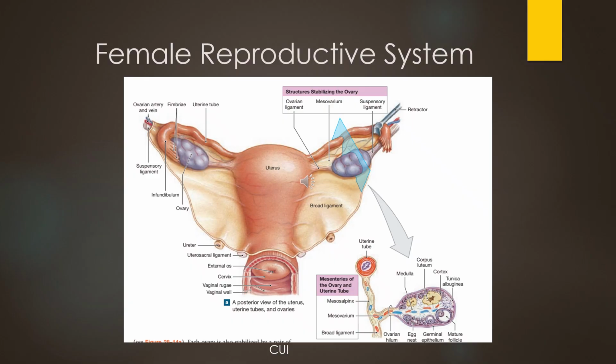Okay, so here's an AP view of the uterus. We're going to mainly be focusing on the uterus. The external reproductive portions of the organ just really aren't part of the purview of this course. We're going to be mainly focusing on the uterus, the ovaries, the uterine tube, the fimbriae.